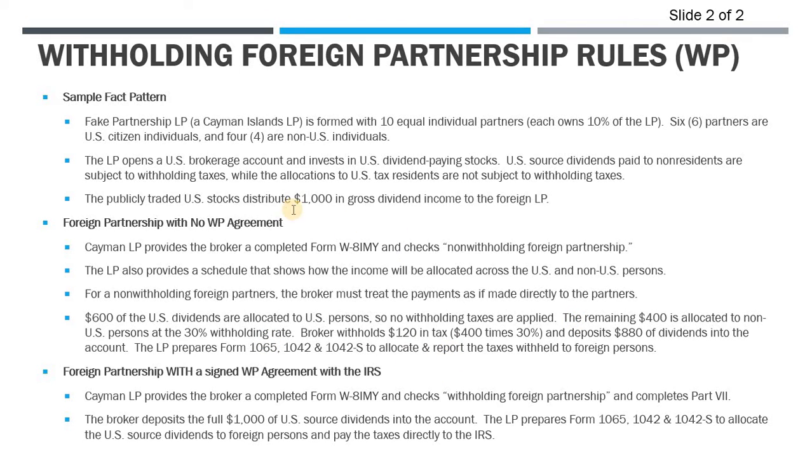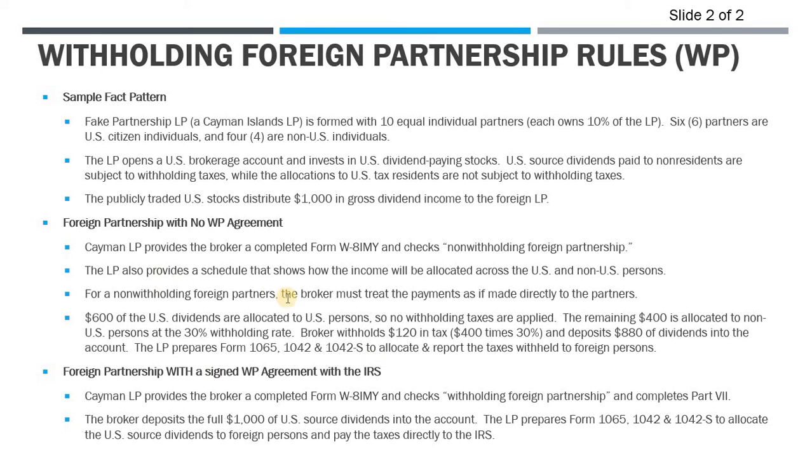So the broker knows, all right, of the $1,000, I've got $400 going to the non-U.S. persons, and the withholding tax rate should be 30%. So that's $120 I need to take off in tax from the payment. So the broker withholds $120, and the remaining amount, $1,000 minus $120, $880, actually gets deposited into the account for the LP. Now, the broker will provide the LP a 1042-S that shows the $120 in tax. And then the LP can do its 1065 and 1042s and so on to allocate those taxes withheld to the foreign persons.